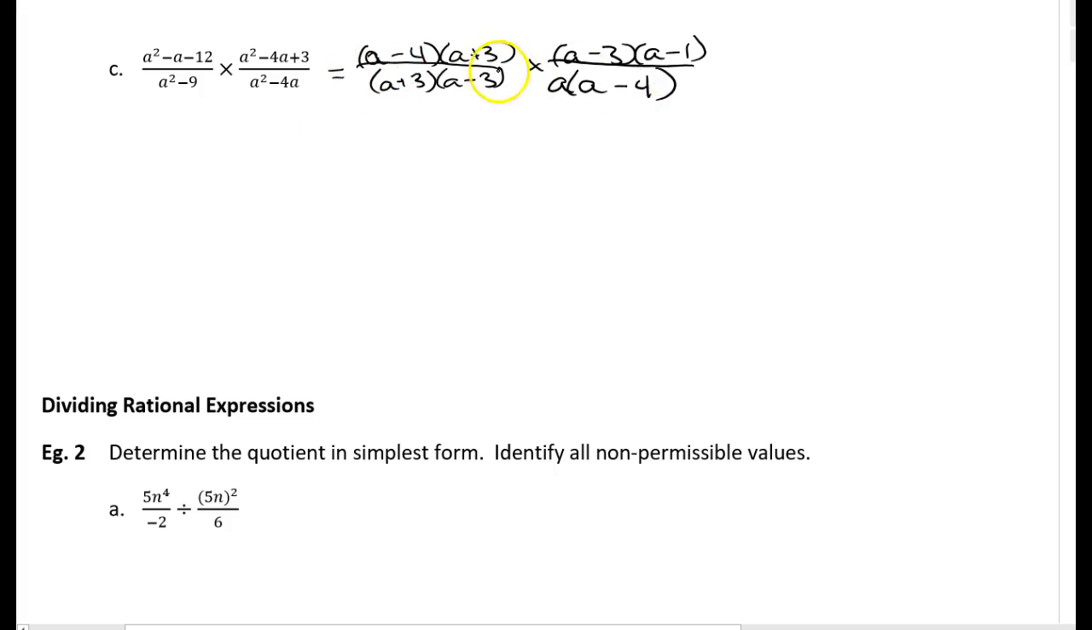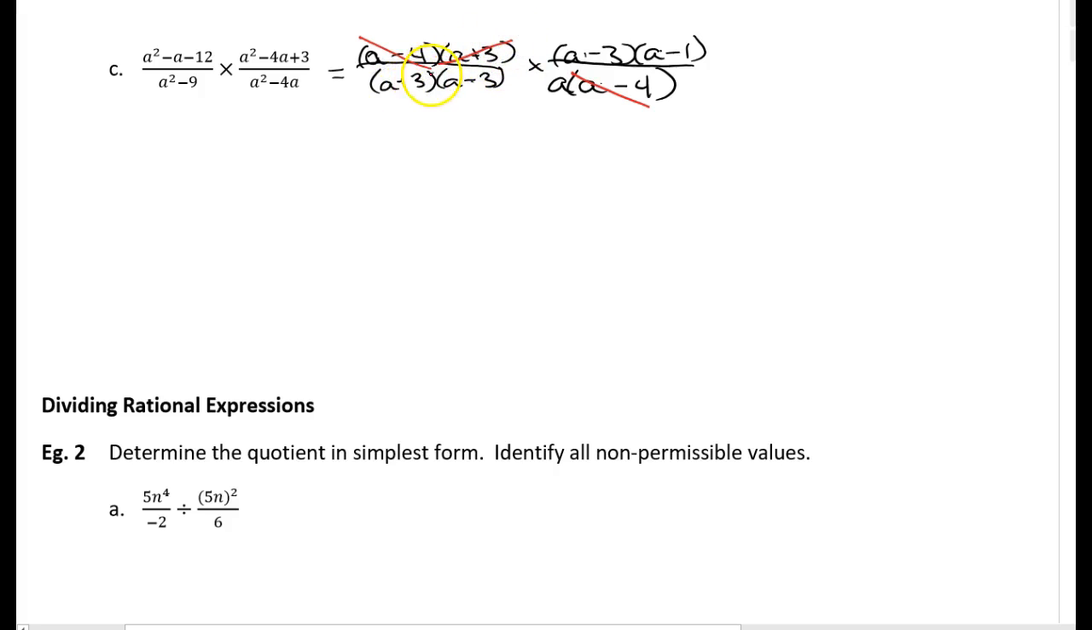Now, because we're multiplying, it's just this times this times this times this, and this times this times this times this in the denominator, okay? Which is what allows me to look for canceling. So a minus 4 shows up in the numerator and the denominator, so I can cancel them out.